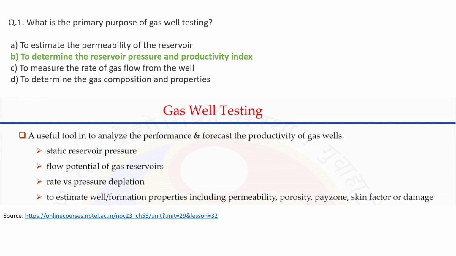So the gas well testing is a useful tool to analyze the performance and forecast the productivity of any gas well. It gives the static reservoir pressure, flow potential of gas reservoirs, rate versus pressure depletion, and helps to estimate well or formation properties including permeability, porosity, phase zone, skin factor, or damage. So that is the definition of a gas well testing. So option B is the correct one, that it determines the reservoir pressure and the productivity index. As it is given that it gives the static reservoir pressure and also the performance and productivity of a gas well.